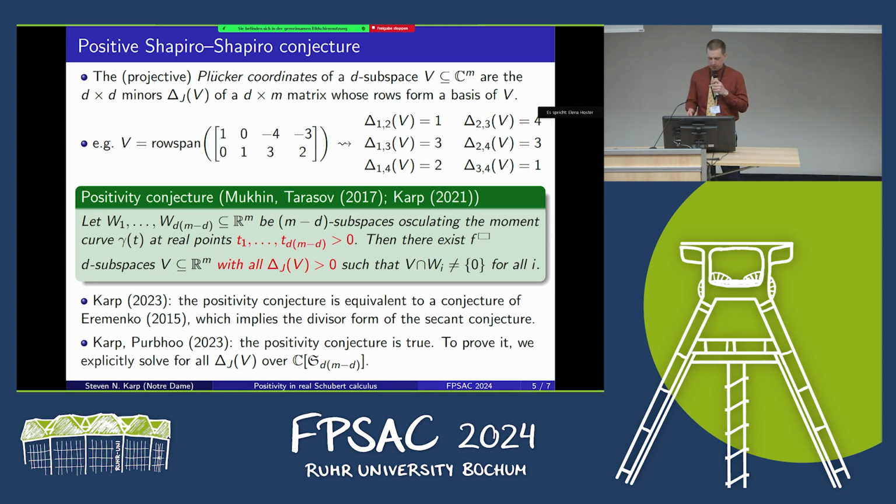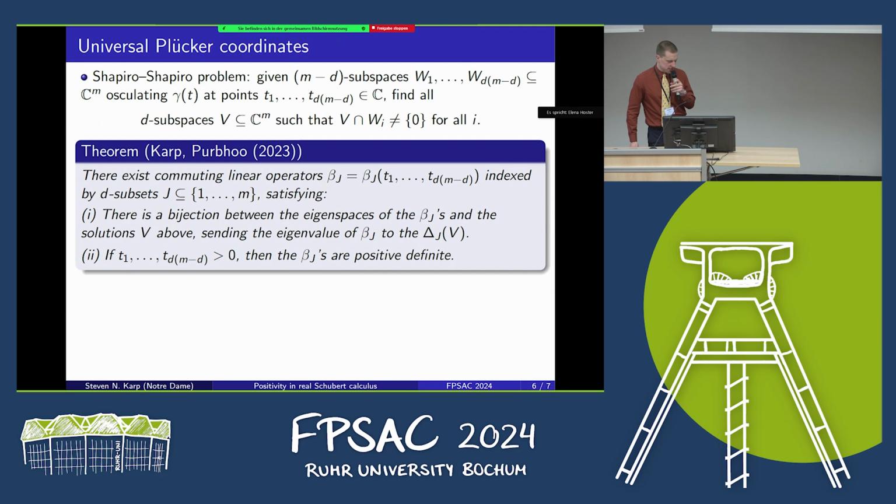Nevertheless, we are able to solve exactly for this Pluecker coordinate, not over the complex or real numbers, but over the group algebra of the symmetric group. And then, using this solution in the group algebra, we're able to get the information we need about the solutions over the complex and real numbers. So let me try to explain how this works. Our setup, again, is we have this special Schubert problem for osculating subspaces. Each of these w_i's osculates gamma at a point t_i, which I'm assuming is just some complex number. Later, I'll specialize the t_i's to be positive real numbers.